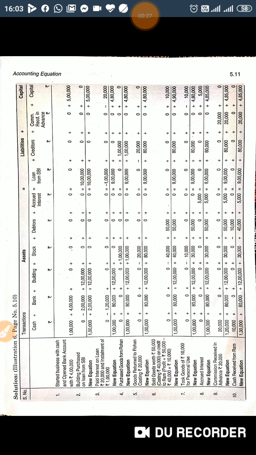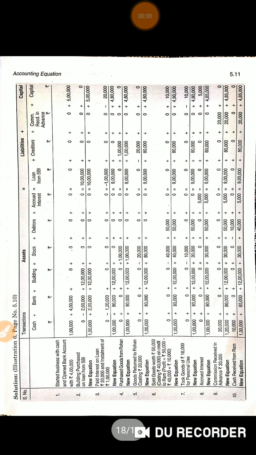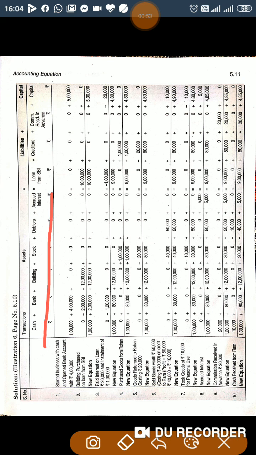Then you will write the transaction. This transaction shouldn't be here, it should be written here. So serial number, transaction, assets, liabilities plus capital you have written. After that, one by one you keep on reading the transaction and decide what assets and liabilities are involved. Keep on writing in this first line. After reading each transaction, you will decide what assets and liabilities are involved. You mention it here, and then you start solving the question, transaction by transaction.